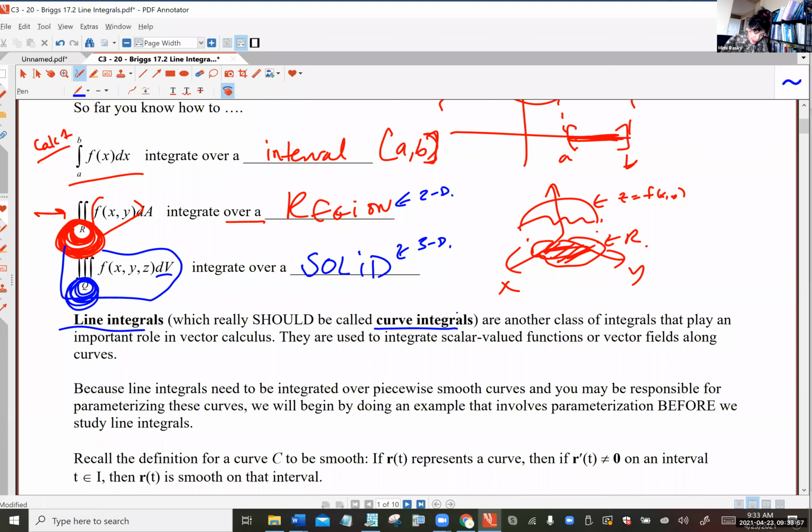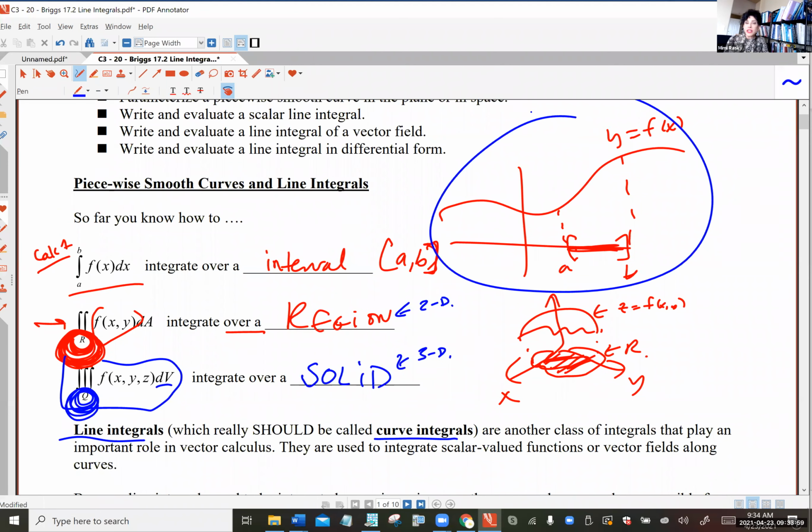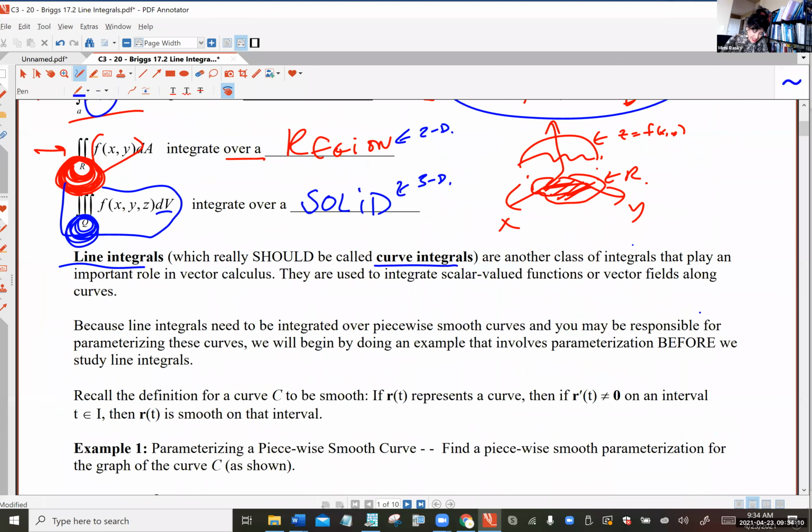Well, wait a minute, isn't that what I did over here in Calc 1? No, you did not. The curve is what was in the integrand, but you were integrating over an interval. So that's not a line integral. Sorry. This is very different. It's another kind of integral, and you study it when you study vector calculus.